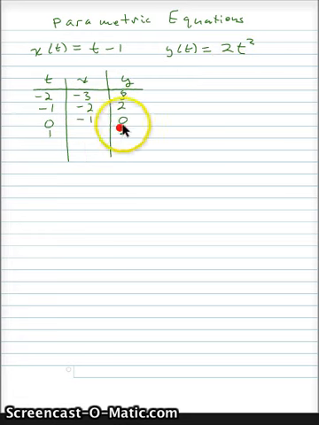0 minus 1 is negative 1. 2 times 0 squared is 0. 1 minus 1 is 0. 2 times 1 squared is 2. 2 minus 1 is 1. 2 squared is 4. 4 times 2 is 8. So we get this table of values for our parametric equation for various values of t.